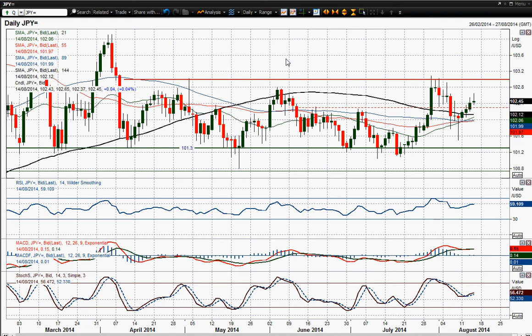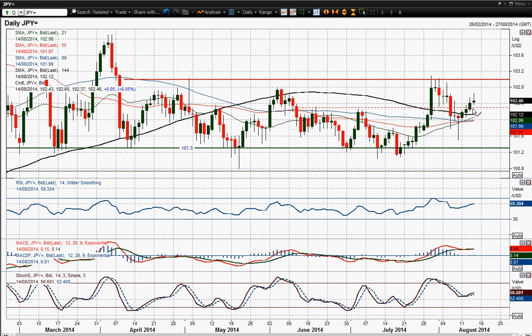So a couple of things to watch out for. Still about 50 pips away from that 103 mark, but it certainly looks like the outlook is improving, and on an intraday basis, buying into corrections are the way to play dollar yen.